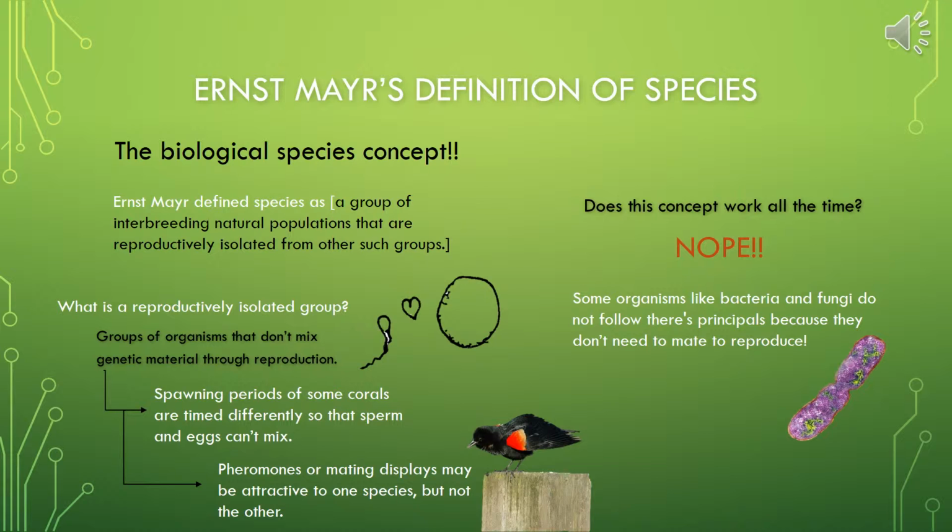So what is a reproductively isolated group? It's a group of organisms that don't mix genetic material through reproduction, such as spawning periods of some corals being timed differently so that sperm and egg can't mix. Also, pheromones or mating displays may be attractive to one species but not the other. So does this concept always work? No, because some organisms like bacteria and some fungi don't follow these principles.